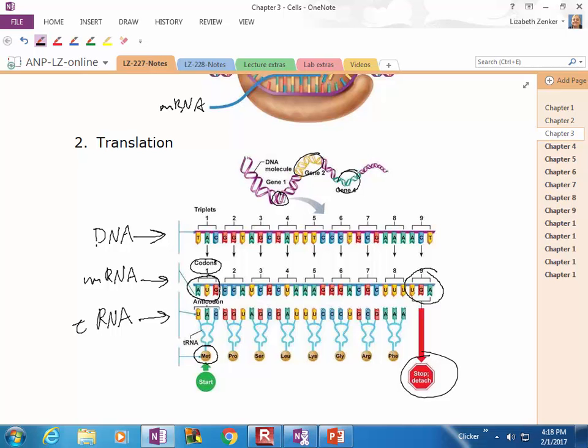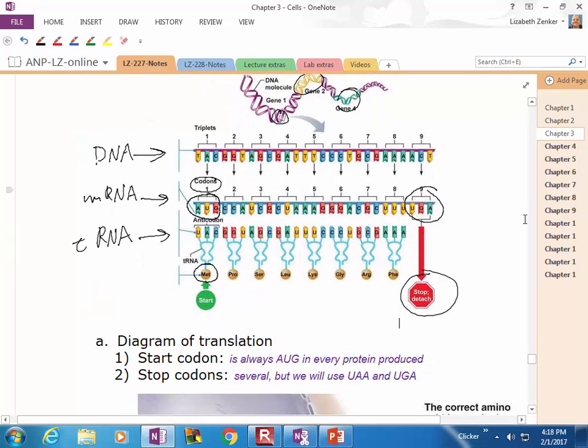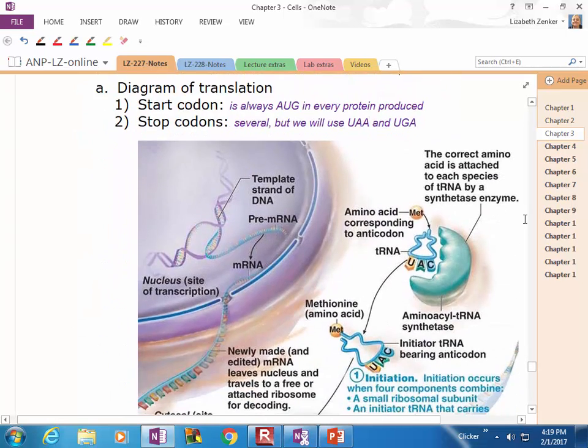MET is the abbreviation for it, but methionine is spelled M-E-T-H-I-O-N-I-N-E, methionine. Oh, nine. Yeah, methionine. Okay, and so let's go to our diagram.